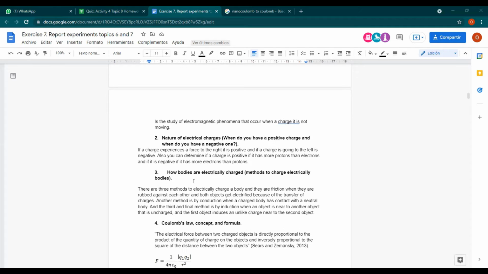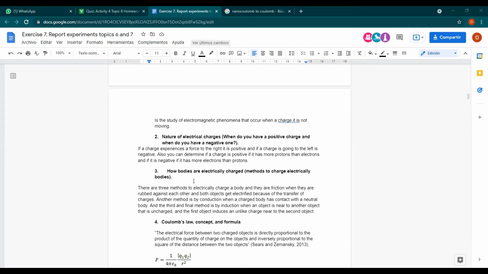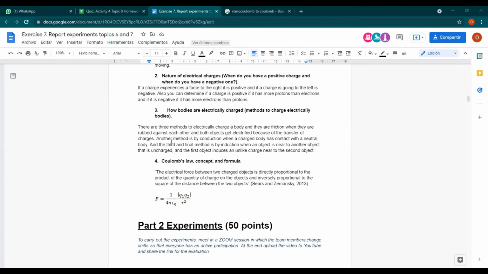The third point is how bodies are electrically charged. There are three methods to electrically charge a body. The first is friction, when two objects rub against each other and both get electrified because of the transfer of charges. Another method is conduction, when a charged body has contact with a neutral body. And the final method is induction, when an object is near another object that is uncharged, and the first object induces an unlike charge near the second object.